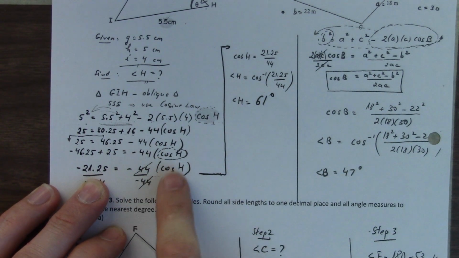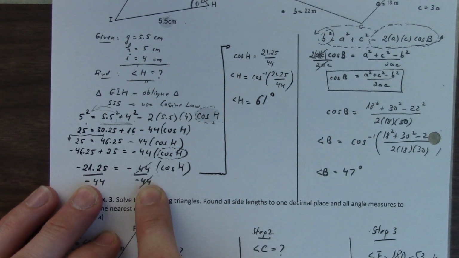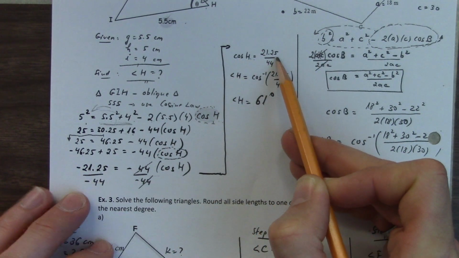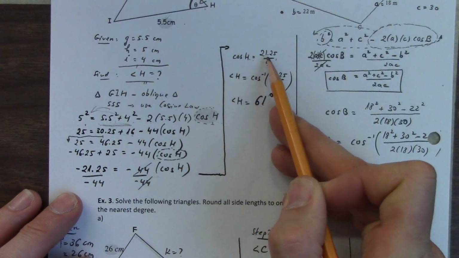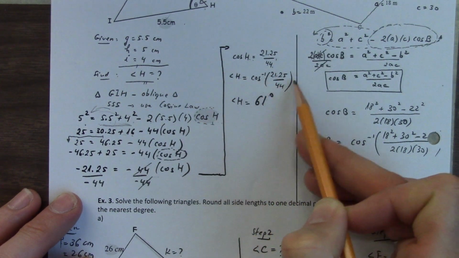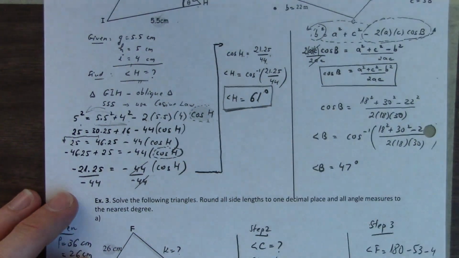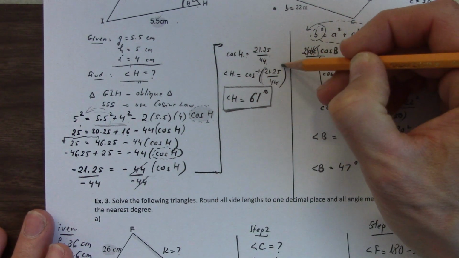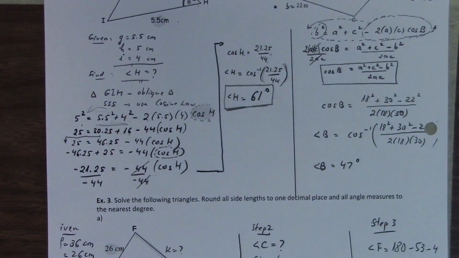Now you need to get h by itself. So the first step is getting rid of the 44, so you divide both sides by negative 44. You'll end up with cos h. Now I just switched sides, but cos h is equal to 21.25 divided by 44. They were both negative, so I just canceled them and made them both positive. Angle h now is equal to the inverse cos of that ratio. H is 61. Try that on your calculator: cos negative one, put in a bracket, 21.25 divided by 44, close the bracket. Make sure you get 61.